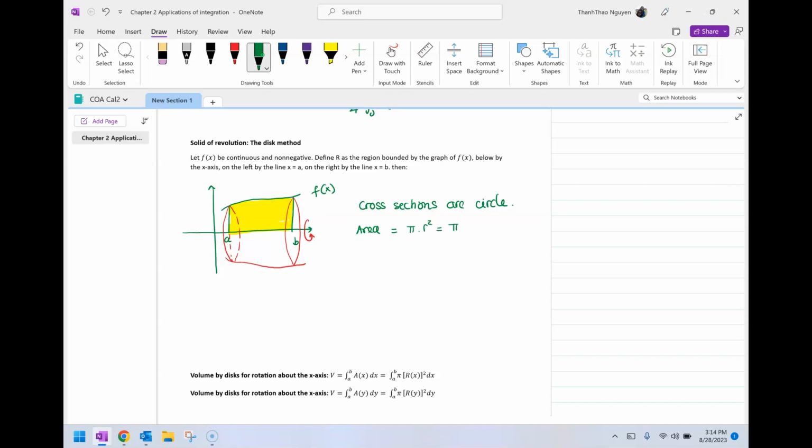That is pi times the radius, f of x, squared. So then we integrate from a to b of pi r squared, which is pi times f of x squared dx.